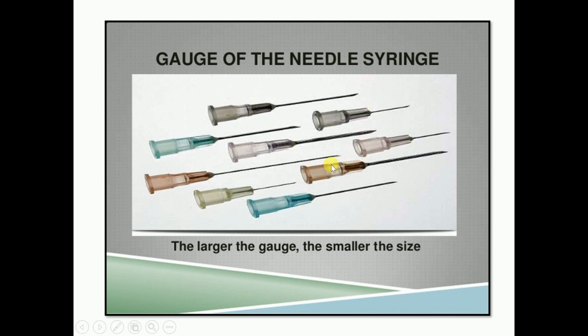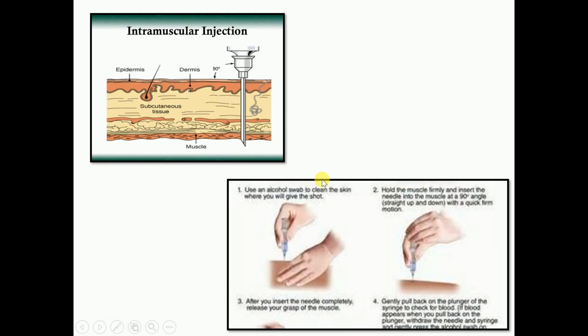This diagram shows that multiple gauge needles are available. If the gauge number is larger, then the needle size is smaller. For example, a 24 gauge needle has the smallest size. So in the market, 18 to 24 gauge needles are available. This is the picture of the gauge of the needle and syringe.